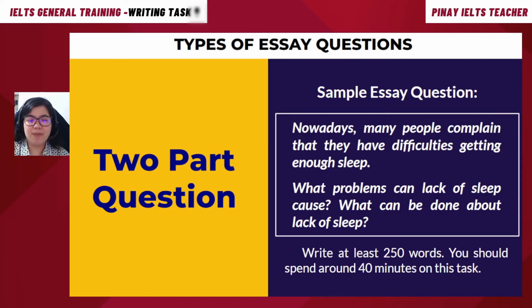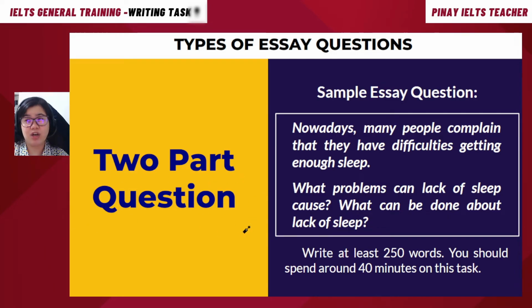Okay. Last type of essay question is the 2-part question. Example: nowadays many people complain that they have difficulties getting enough sleep. What problems can lack of sleep cause? What can be done about lack of sleep? Why is it a 2-part question? Because it's not necessarily asking cause and effect, advantages, disadvantages, or problem and solution. It's asking you, for example, for the cause of lack of sleep and what can be done, or the solution. So it's like a cause and solution thing, but such a thing doesn't exist.